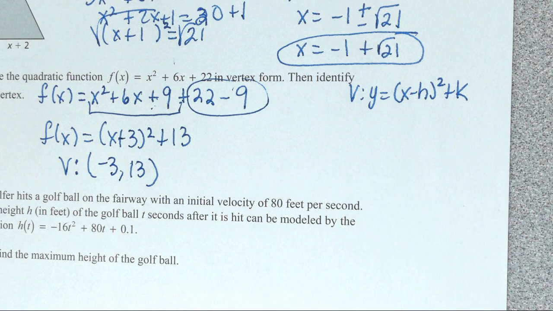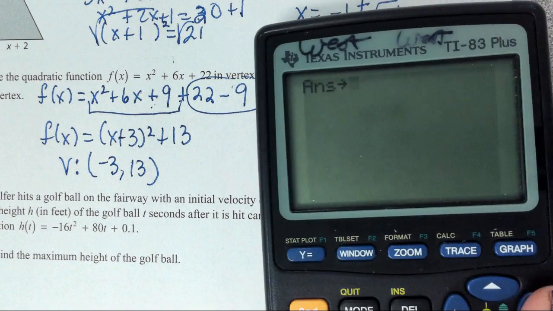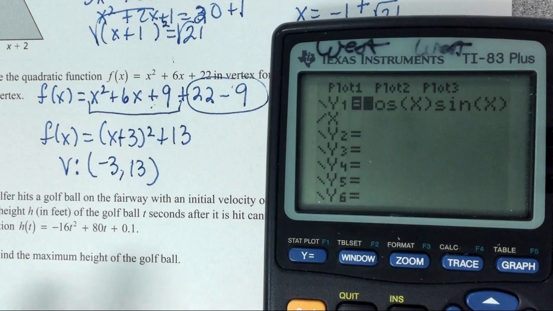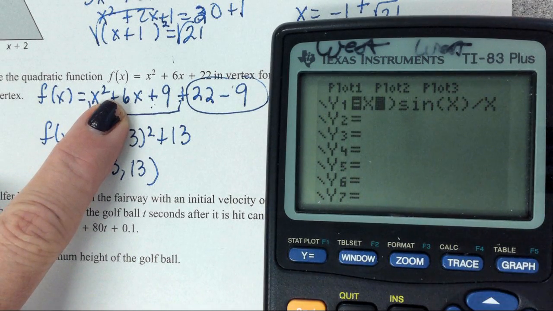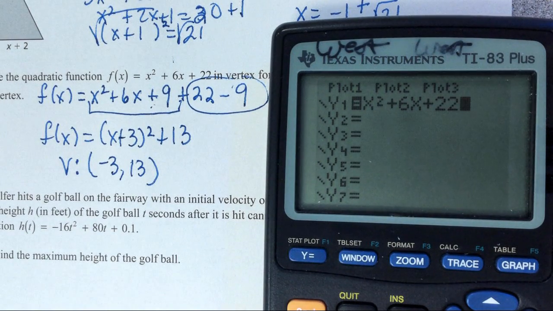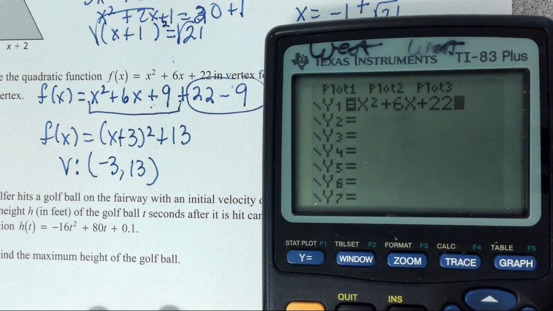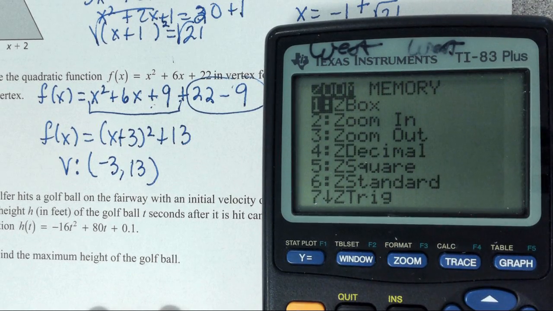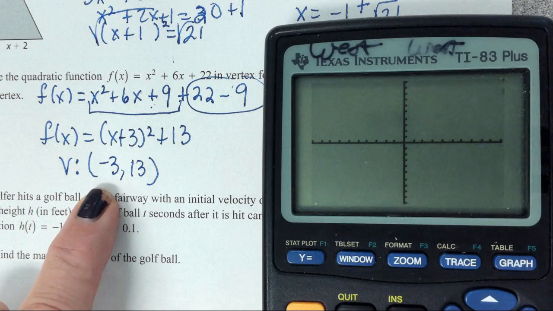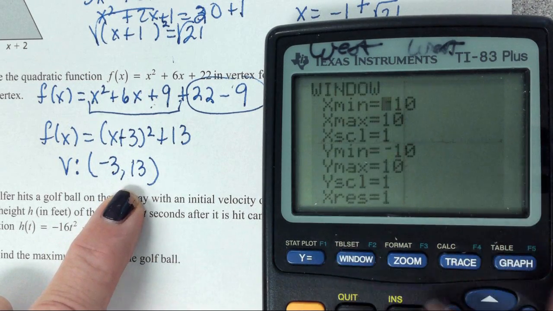Guys, this is even something that I could check. You have your calculator handy, get it out. So I'm going to go to my y equals. I'm going to put in that original function, which was x squared plus 6x plus 22. We want to be able to see the graph of it, so I may need to change the window. If I just do a zoom 6, what's that vertex supposed to be at? Negative 3, 13. So I got to make this window much higher. I'll make the y max 30.